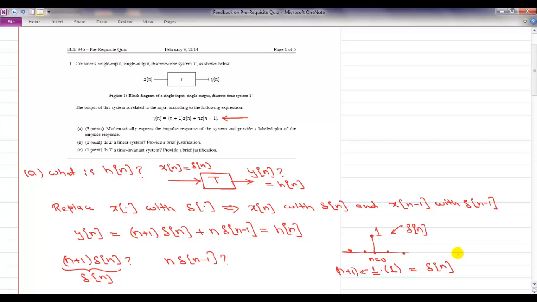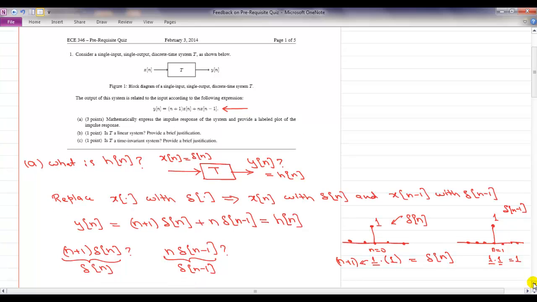Similarly, delta of n minus 1 is 0 everywhere except at n equal to 1, where it is 1. And then we multiply it with little n, which will be 0 everywhere except at n equal to 1. So when we multiply n with delta of n minus 1, we are multiplying 1 times 1, which is 1. So this is nothing but delta of n minus 1.